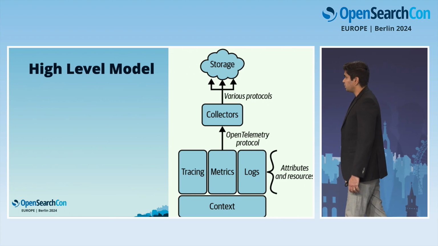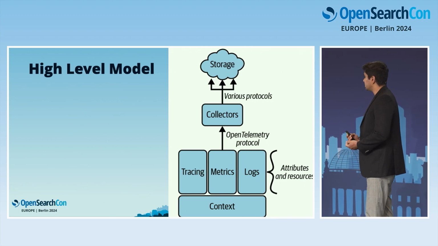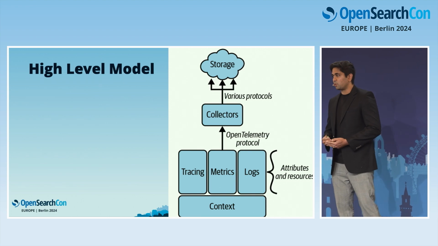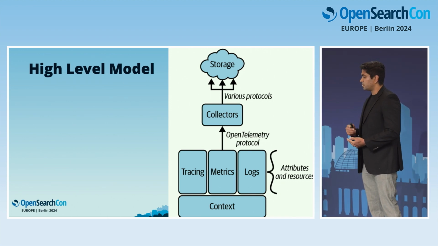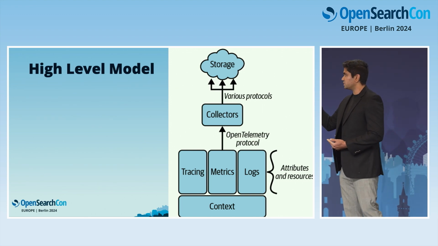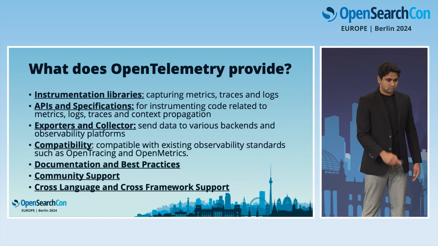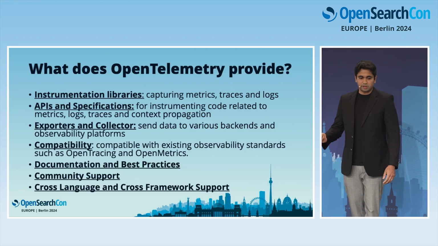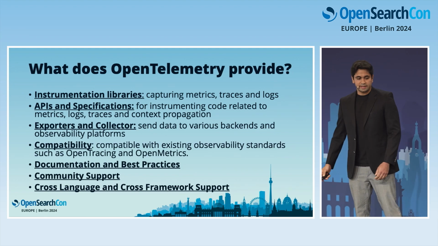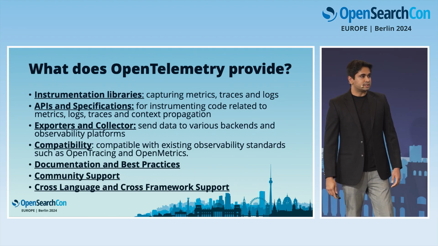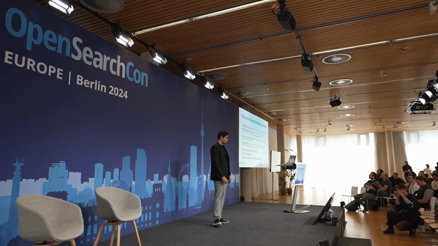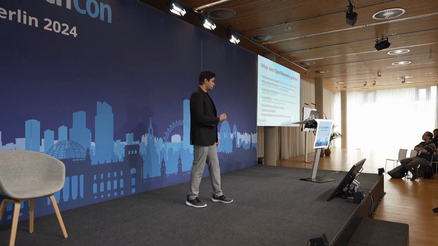So just to recap a bit, we have your telemetry data, tracing, metrics, logs, all connected by a context. OpenTelemetry has its own protocol that can send this to the OTel collector. And we can use various protocols to send it to, hopefully, OpenSearch or some other open source technology. So OpenTelemetry provides us with the instrumentation libraries, the APIs and specifications, and the exporter and collector as mentioned. It's compatible with various backends. It gives us all the goodies like the documentation, best practices, community support, and so on.